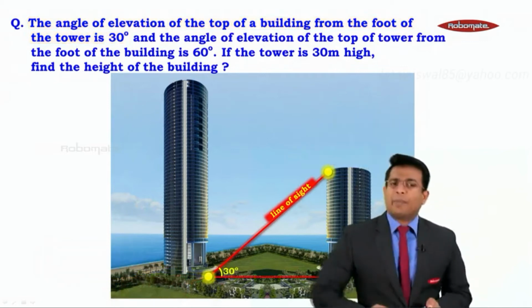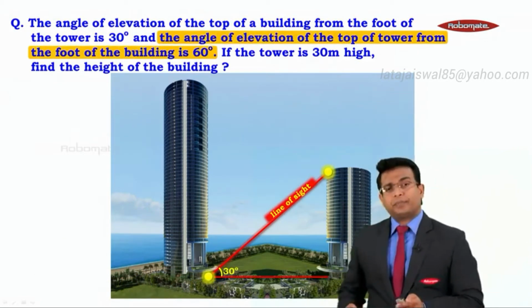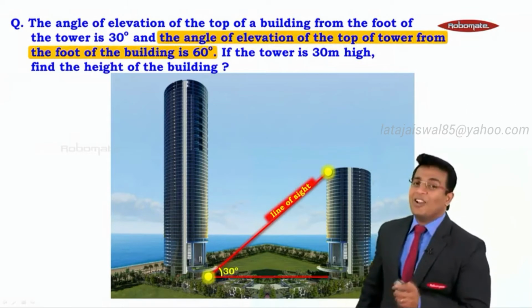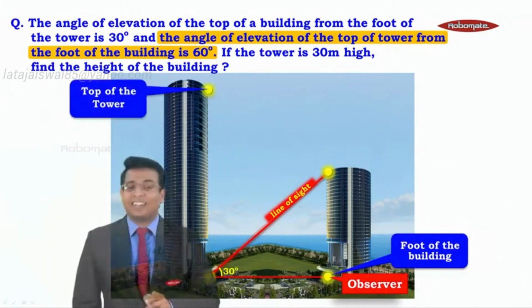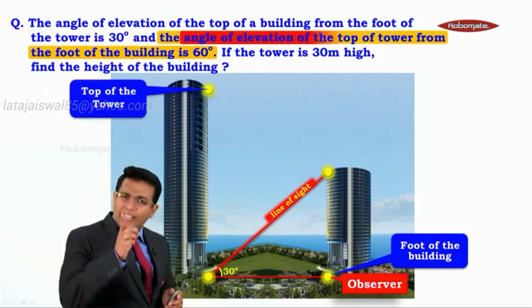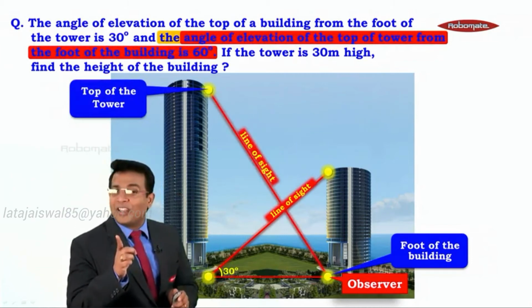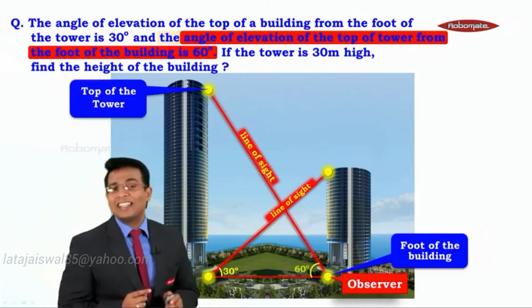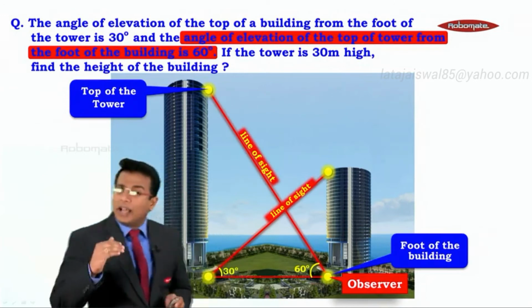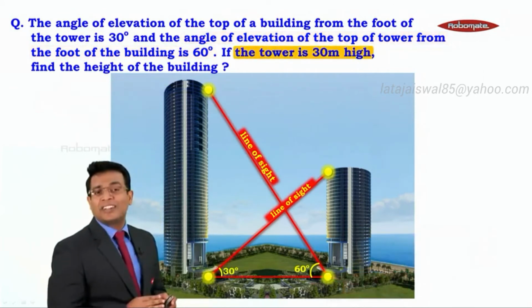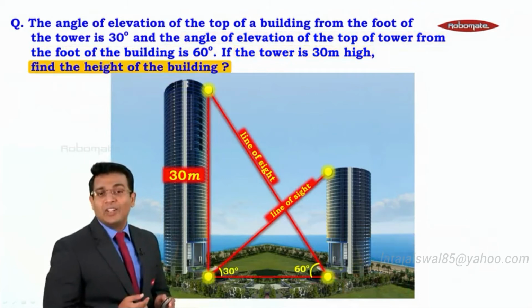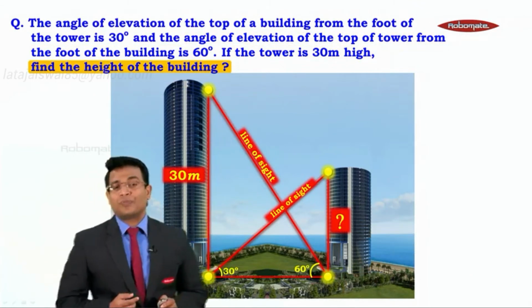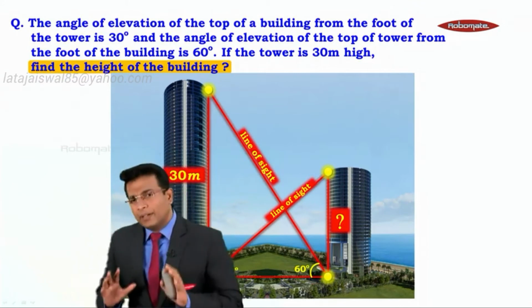In the next statement it says, and the angle of elevation of the top of the tower from the foot of the building. So from where? From the foot of the building this time. An observer is observing the top of the tower. When he's observing, again there is a line of sight, so again there is an angle of elevation, and this time the angle of elevation is given as 60 degree. They say if the tower is 30 meter high, that means the height of the tower is given to us as 30 meter. They say find the height of the building. So the height of the building is something you are supposed to find, right? Simple. So you have understood this.